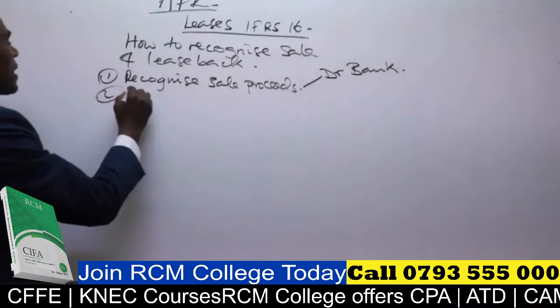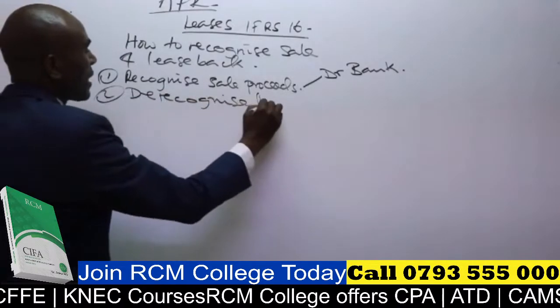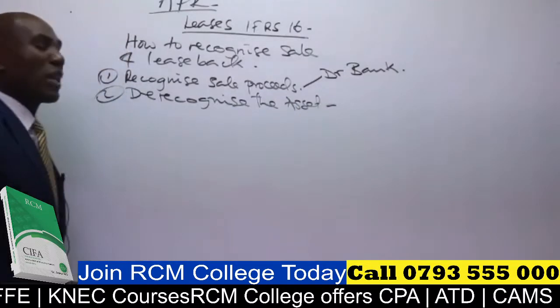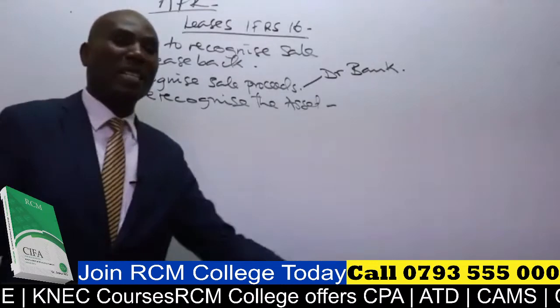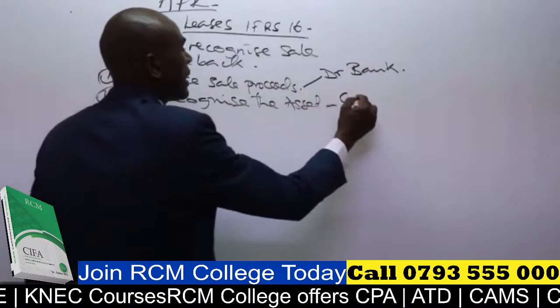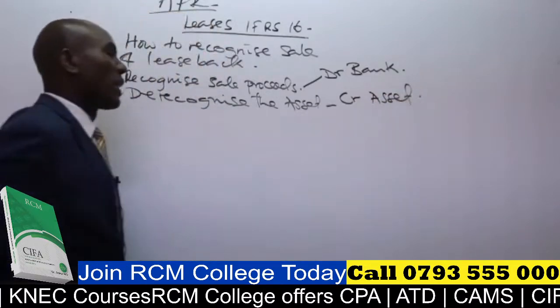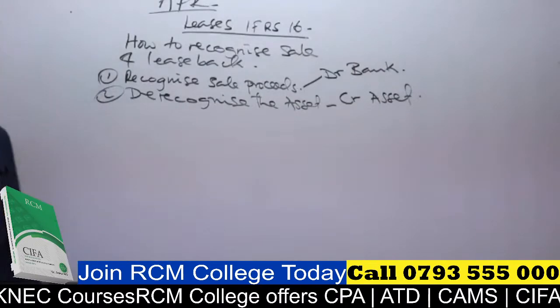Number two, you de-recognize the asset. To de-recognize the asset means you are going to remove the asset from your books. You credit asset, because you are going to remove it from your balance sheet.